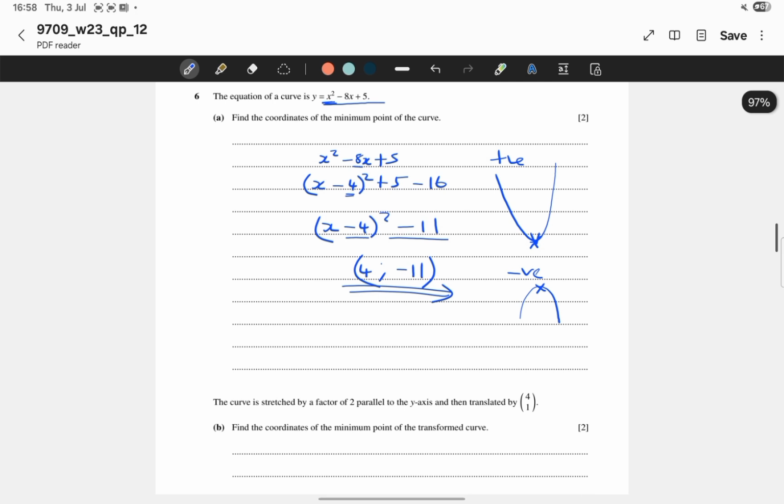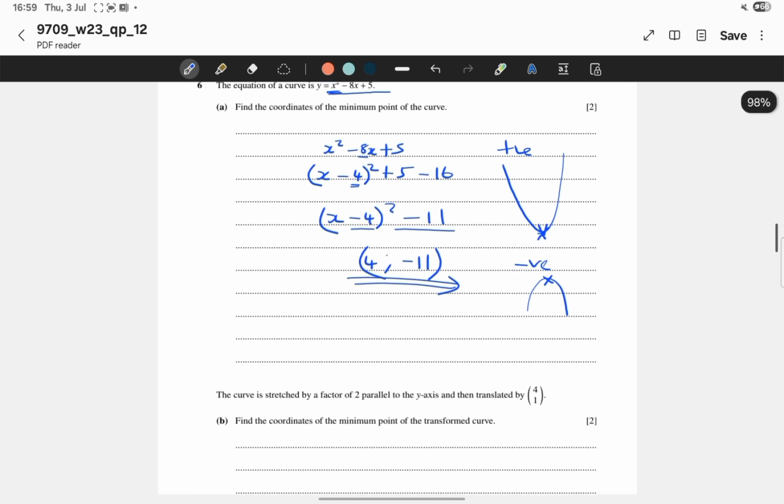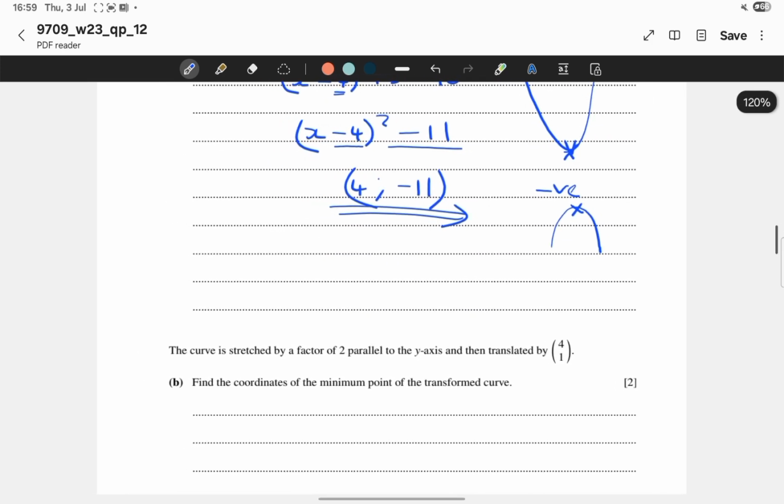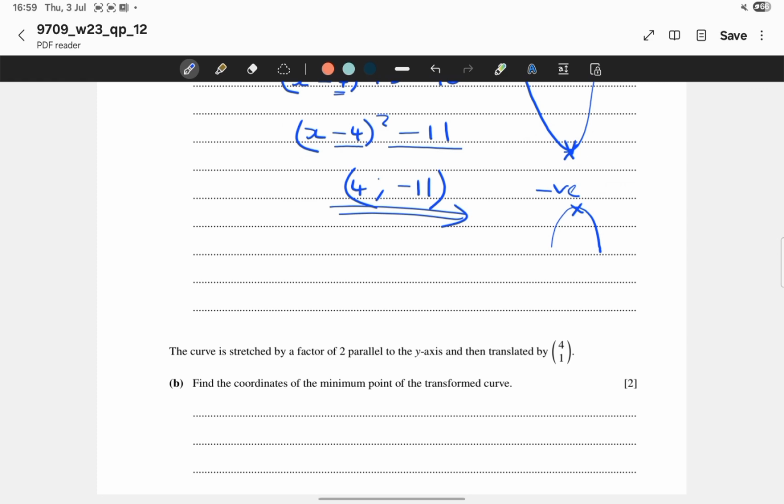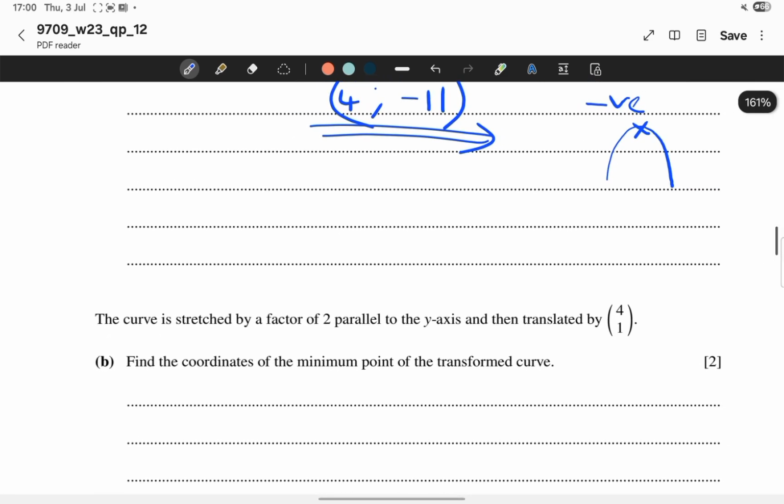Then 6b says the curve is stretched by a factor of 2 parallel to the y-axis and then translated by a vector 4,1. Find the coordinates of the minimum point for the transformed curve. From part A, we know that our coordinates for the minimum point are 4 and minus 11, making one coordinate. So the minimum point is 4, minus 11, right?